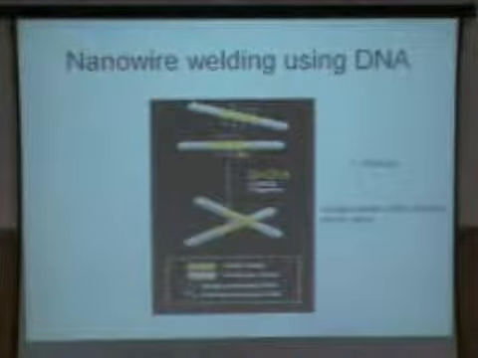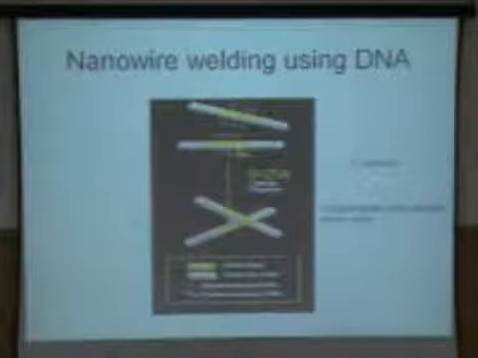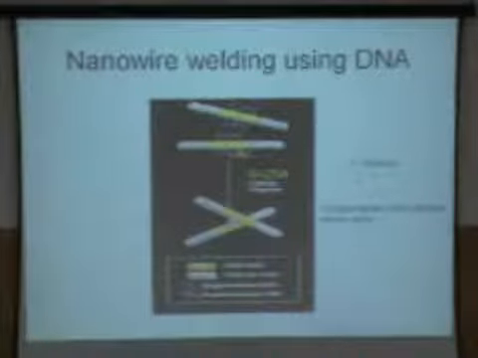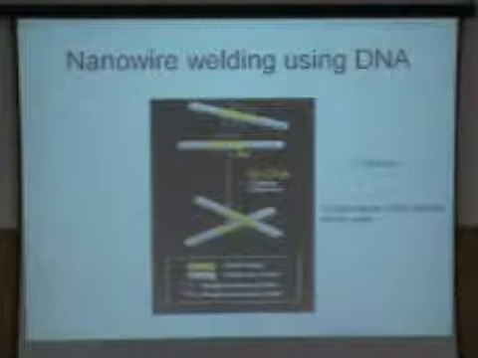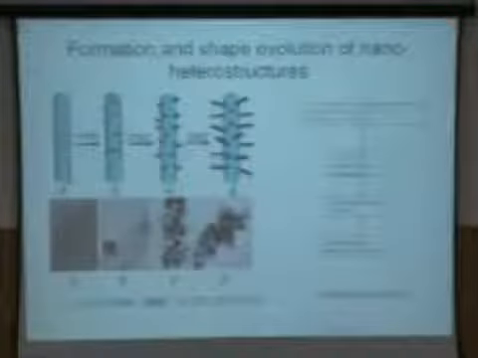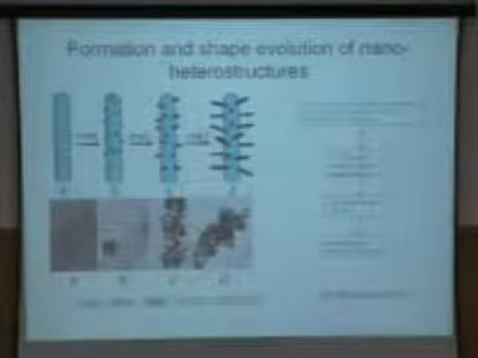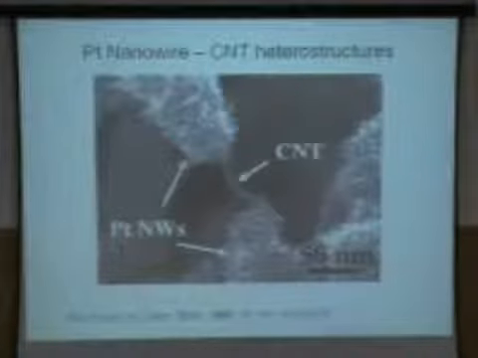These are two nanowires which are being joined by DNA. This has been done at Penn State by Tom Mallouk some time back. But again, making large area interconnects is still a challenge. It is a stacking of nanowires, formation of nano heterostructures. I think I will not go into that anymore.